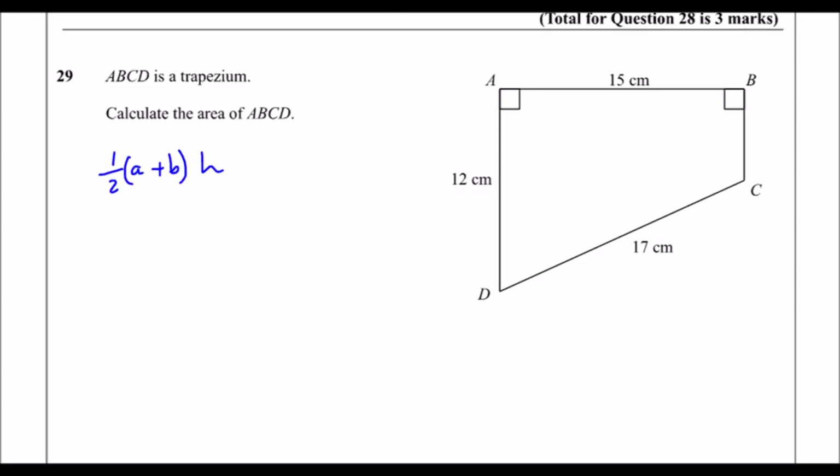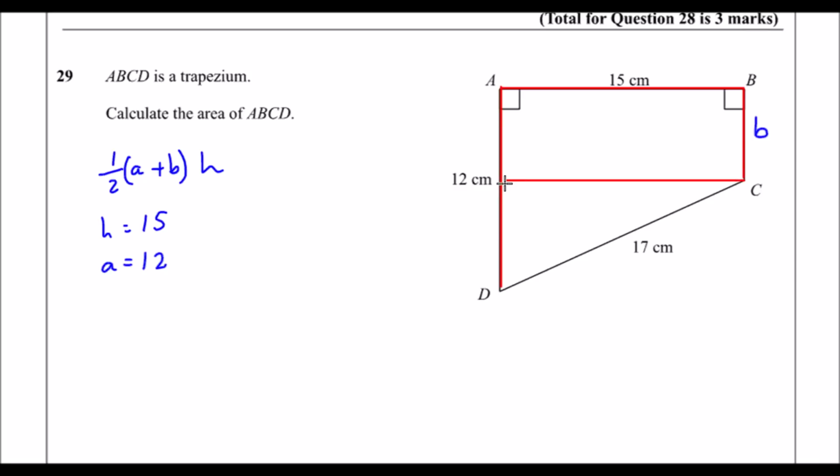A and B are the two parallel sides, so half of these two added together, times the height, which will be this one, 15. So we don't have the information, we can say H is 15, and one of these sides is 12, but we don't know this other side. We're going to need to work it out in order to find the area of the trapezium.